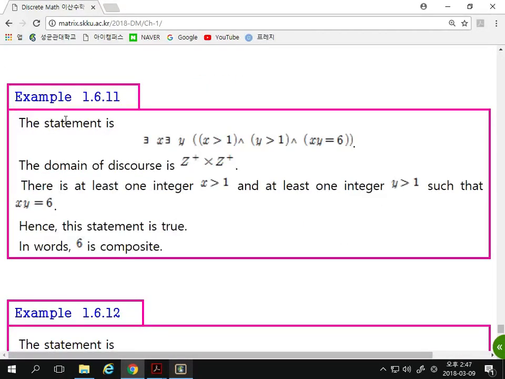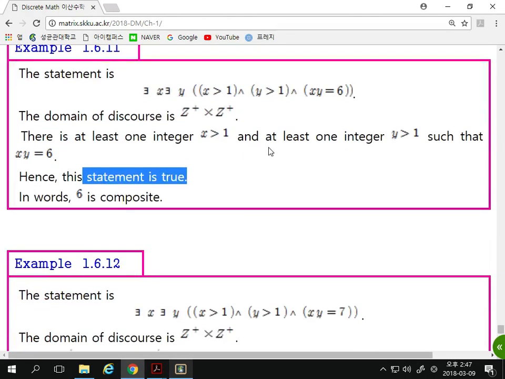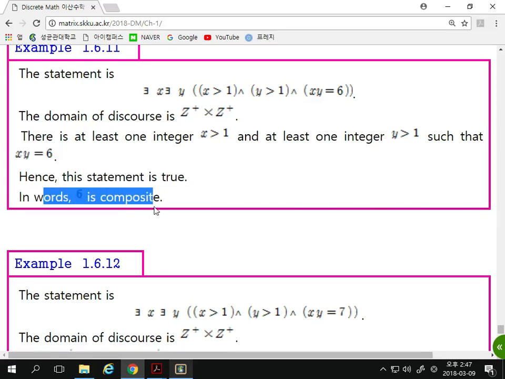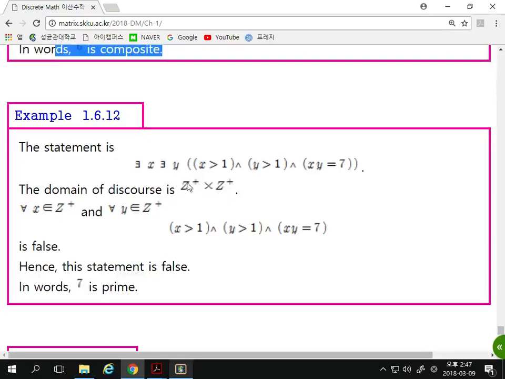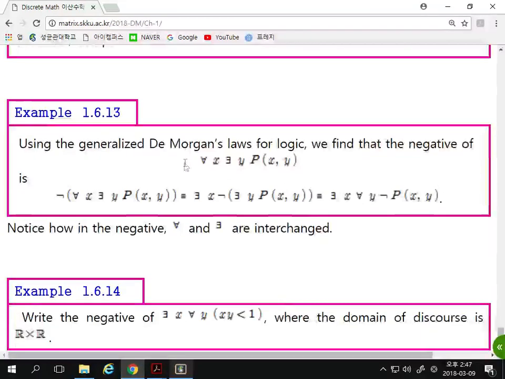Let's check one more statement here. There is x, and there is y, such that this. And this statement is true, because there exists at least one x and one y such that x times y is equal to 6 always. Because x is a composite. 이게 합성 함수기 때문에 곱해서 6이 되면서 1보다 큰 게 언제나 존재한다. 그런 얘기죠. Okay. And similar examples are here.